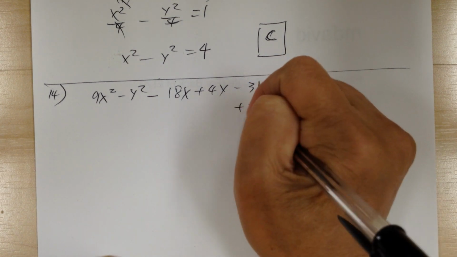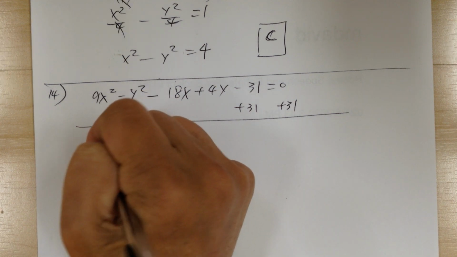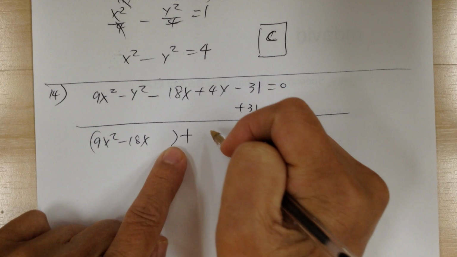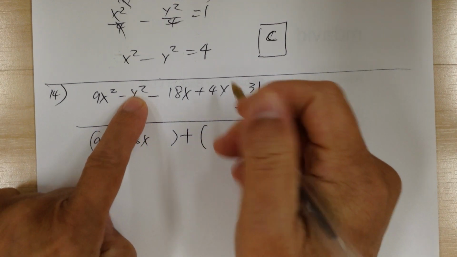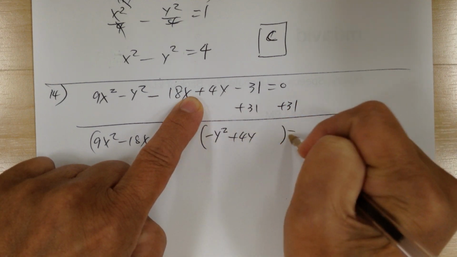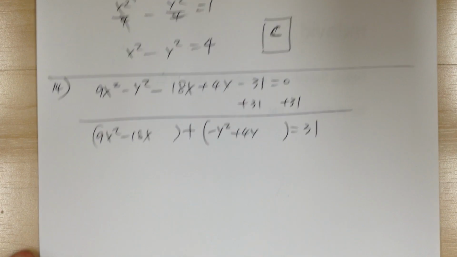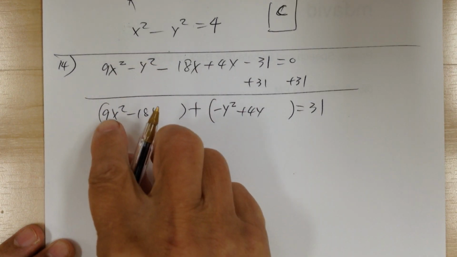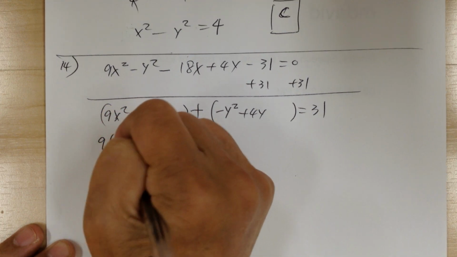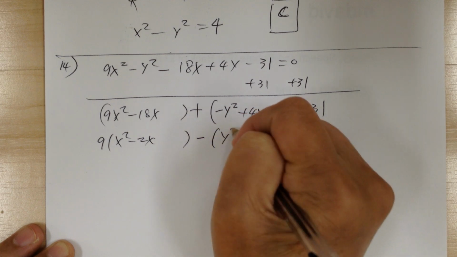So first let's add 31 on both sides and group your variables. So you got 9x squared minus 18x. You always put a plus between the groups, and the sign goes with the term. So it'll be minus y squared plus 4y equal to 31. Your next step is to factor everything out. So you have to factor the coefficient in front of the squared variable. So factor the 9. This one you have to factor the negative 1.